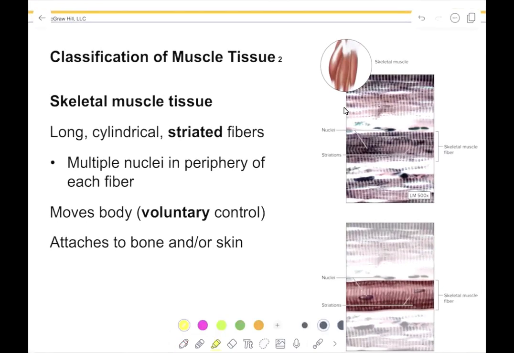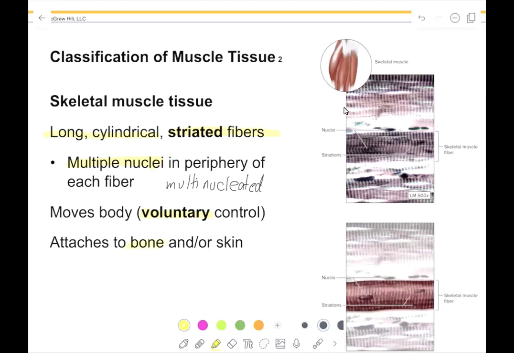So the first one that we're going to look at here is skeletal muscle. And notice that they are long cells, they're cylindrical, they're striated fibers, and they have multiple nuclei in their periphery. So we call them multinucleated. The other important characteristic to know about skeletal muscle is that they are voluntarily controlled, so they require us consciously deciding to contract them. The nervous system has to send them a signal.